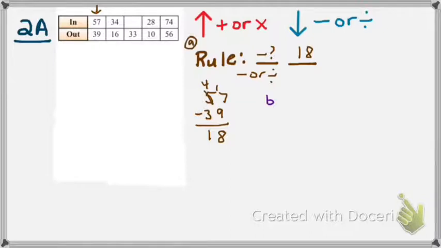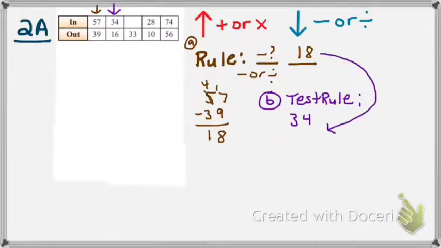Now I need to do part B, which is test or check the rule. And in order to test the rule, I need to take any 2 different numbers. So I'll look at my 34 and my 16. I take the first number, which is 34. I apply the rule, which I figured out was, I believe, minus 18. And if the rule is correct, my answer should equal the output number, which is 16. So let's check it out and see. 4 take away 8. Can't do it, so I have to borrow. Cross out the 3, make it a 2. Turn the 4 into a 14. 14 take away 8 equals 6.